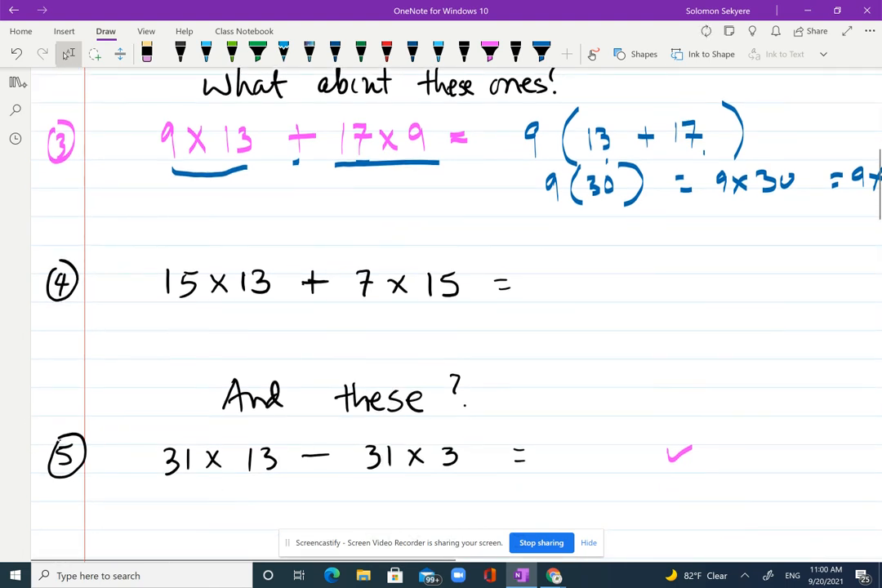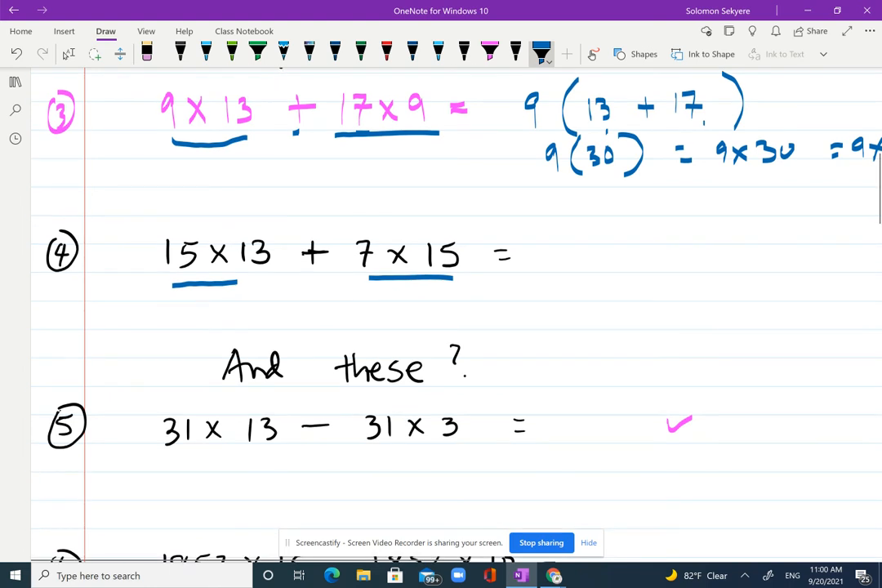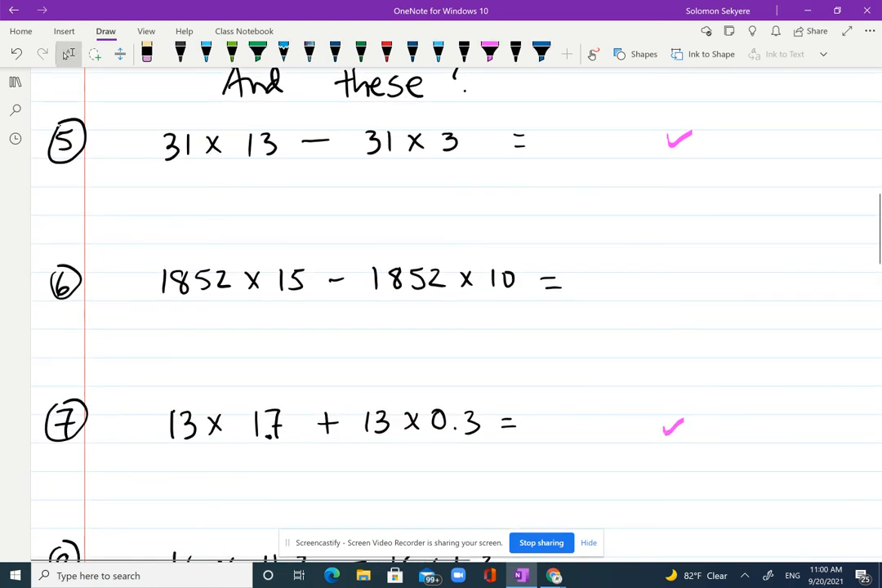So what is 15 times 13 plus 7 times 15? Look at both multiplications. What is common? Pull out what is common, put the rest together. Okay? And then let's try this one here.